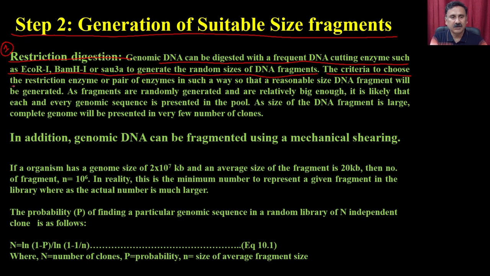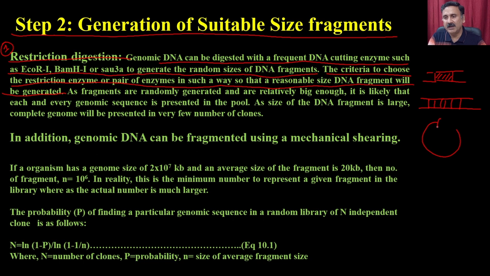The criterion to choose the restriction enzyme or the pair of enzymes is such that a reasonable size DNA fragment will be generated. A reasonable size is one that contains at least one gene. It may have flanking sequences, that is not an issue, but it should contain at least one gene in one particular fragment. It should not be the case that your fragments are so big that they contain multiple genes, because in that case it is going to fail the purpose of making a genomic library. Ideally, in a genomic library every clone you make should represent only a single gene, or it may have some flanking genes, but only a small fragment.